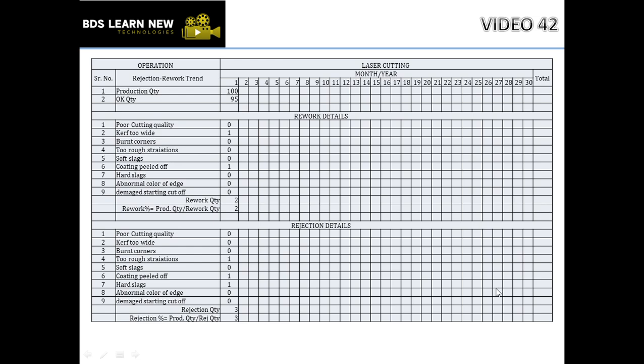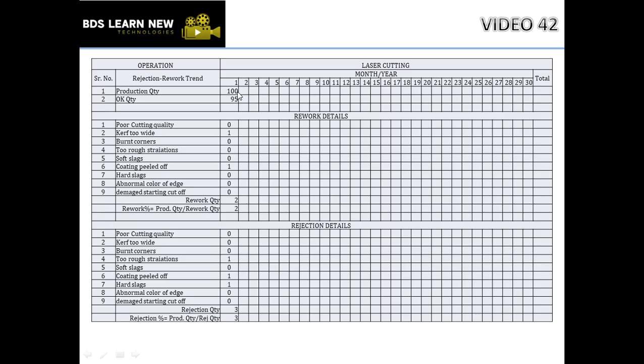Then I have given this reference format for rejection rework trend. Like we have the operation, which is basically laser cutting, or you can also make this sheet for other operations like VMC, HMC, or plasma cutting, or any other welding operations like this to check the rejection rework trends, right? First of all, in this case we have the serial number, production quantity, how much production you are producing per day in a month and year. And then the okay quantity we are getting.